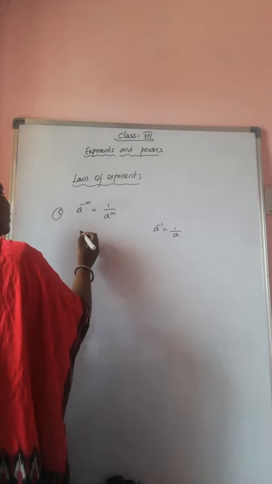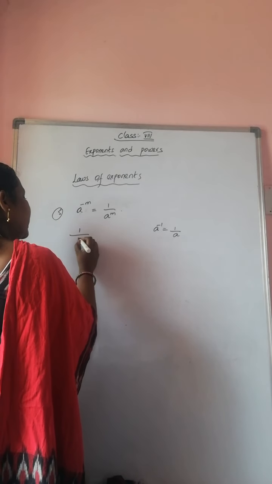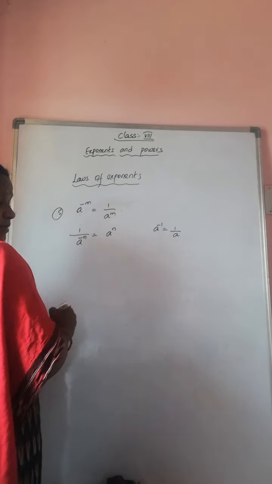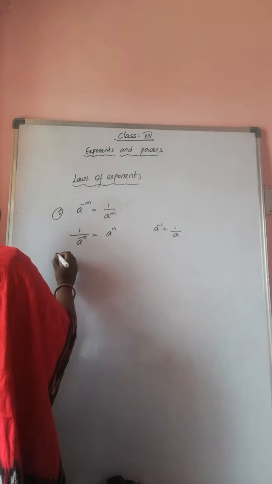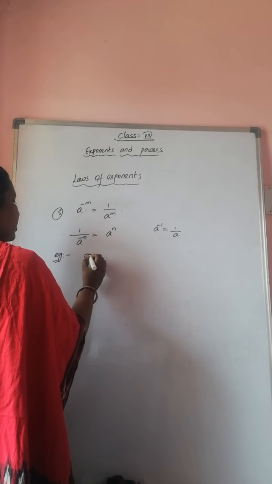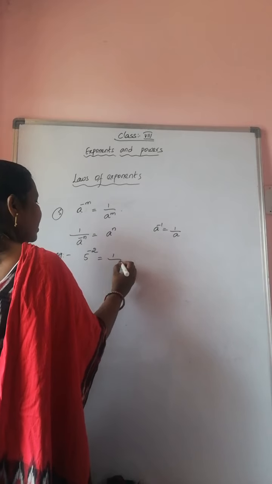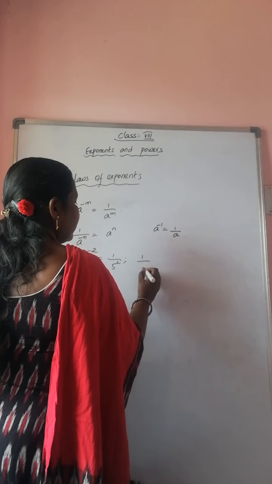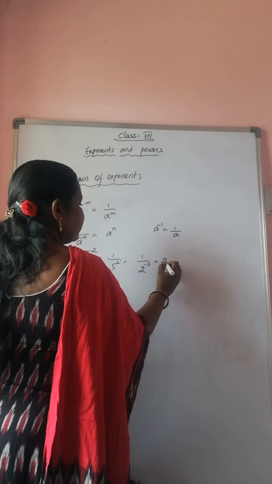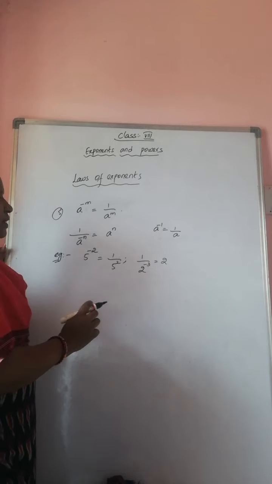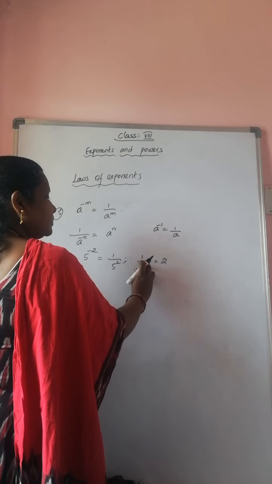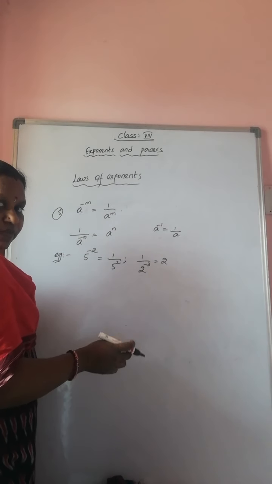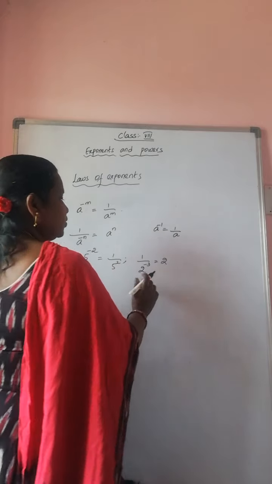Or else, if you have a negative power in the denominator, say a power minus n in the denominator, in order to make it positive, take it to the numerator and keep it plus: a power n. For example, 5 power minus 2: what can I write? 1 by 5 power 2. If in the denominator you have 1 by 2 power minus 3, in order to make that minus power positive, if it is in the numerator take it to the denominator, and if it is in the denominator take it to the numerator. So 2 to the power of 3.